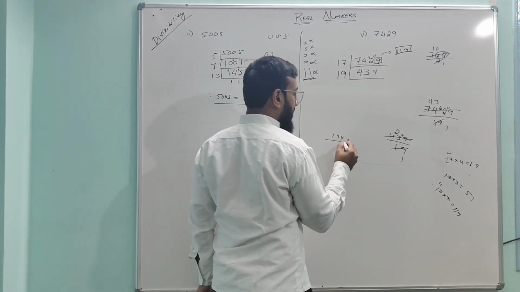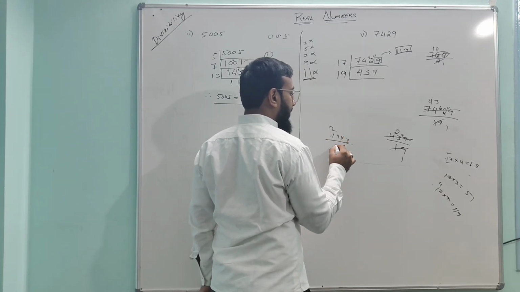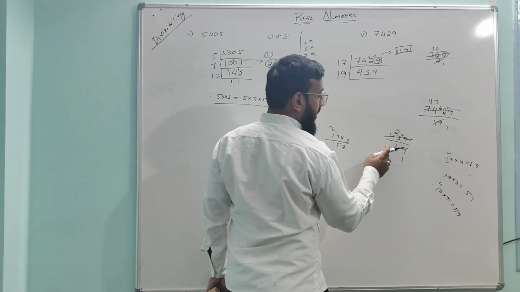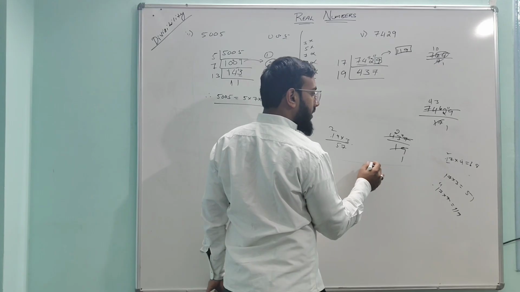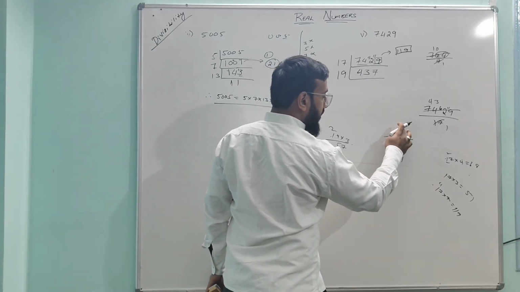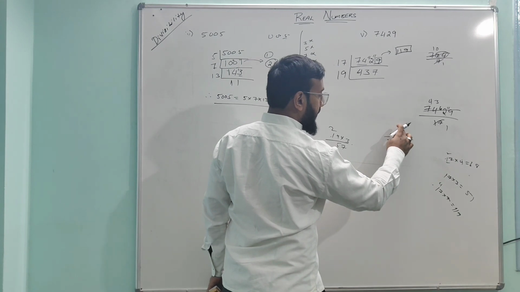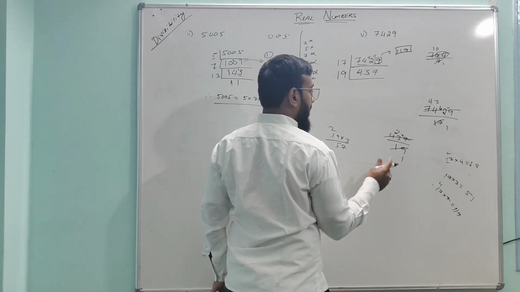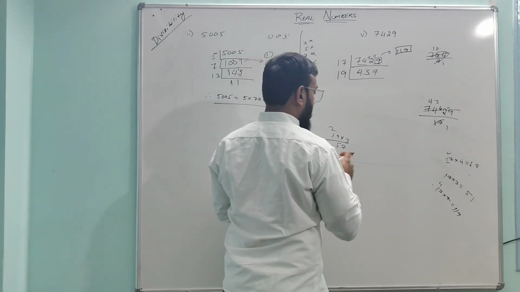19 threes are how much? 9 threes are 27, plus 3 is 57. 19 ones are 19, 38. How much is remaining? Sorry, I will come up here.